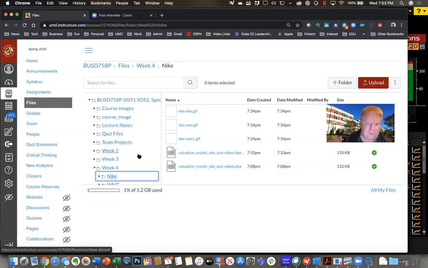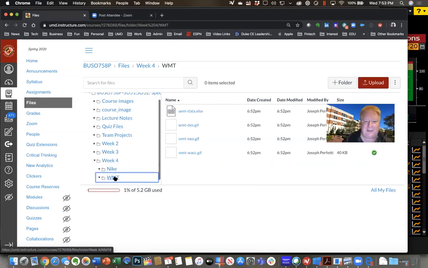There's a folder in week 4 called WMT, which stands for Walmart. It has 4 files: the data, the DES, the EEO, and the WACC. So I want to talk about how we take Walmart's data and put it into our Nike model so that we do an as-is valuation of Walmart.